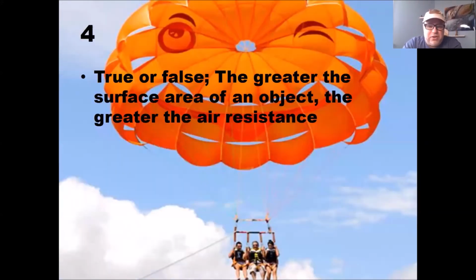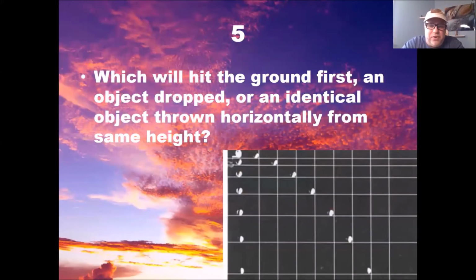True or false? The greater the surface area of the object, the greater the air resistance. That's definitely going to be true. That's how parachutes work. They have a humongous amount of surface area. And so what that does is slow you down because you have more air molecules hitting the whole thing over and over and over again.